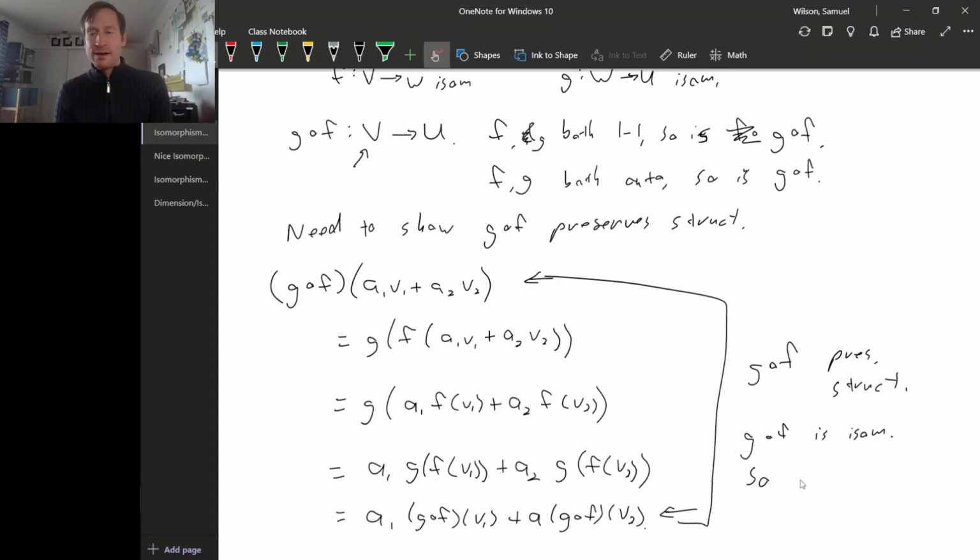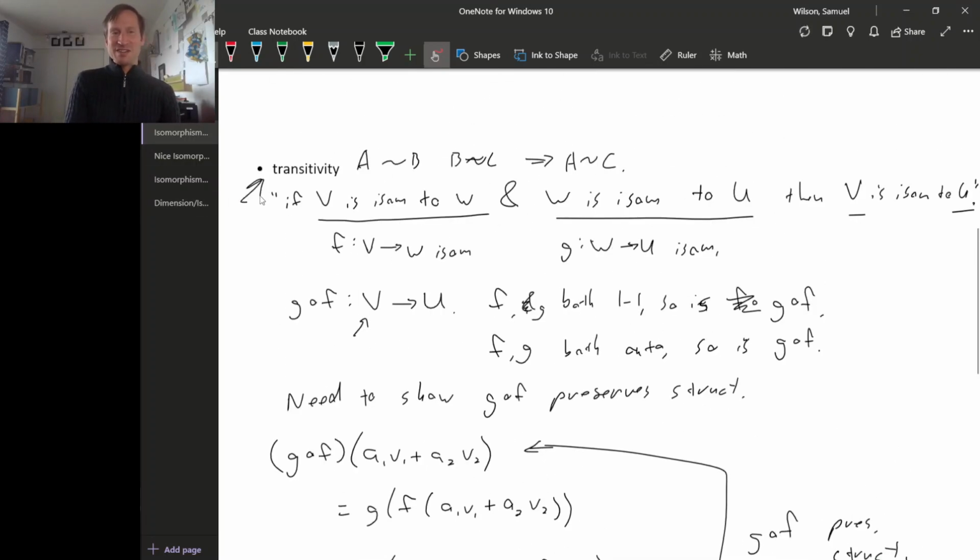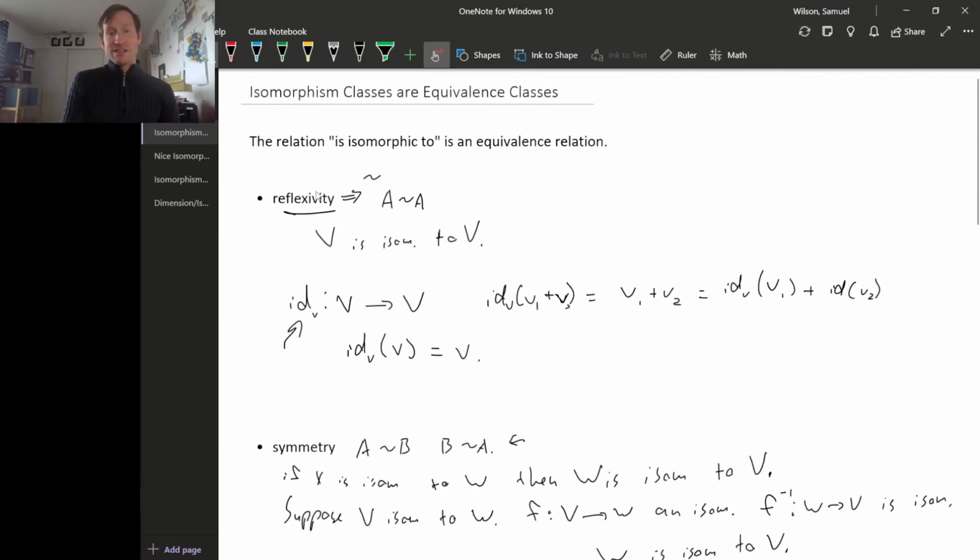So V is isomorphic to U, right? Which is no big surprise, really. I mean, if these two vector spaces have the same structure and those two have the same structure, it seems like you ought to be able to chain these things together, and indeed you can. That's the content of transitivity. So these three properties, transitivity, symmetry, and reflexivity, show that this relationship of isomorphism really is an equivalence relation.